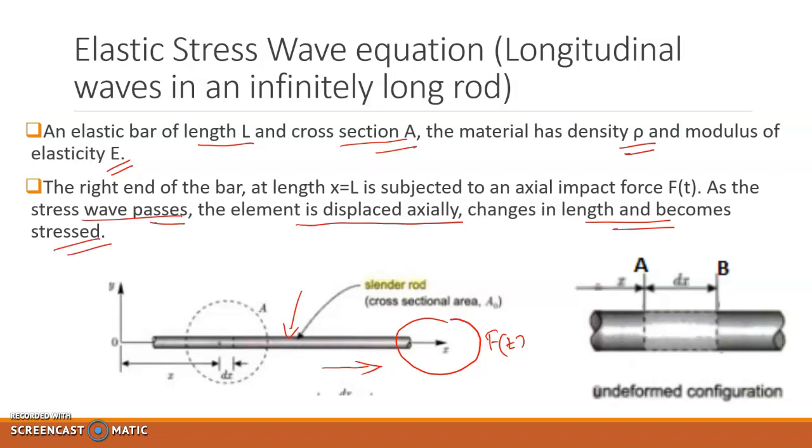For the purpose of derivation of this elastic stress wave equation, we are considering a small portion of length dx from this specimen, as shown in this picture. This length is dx, and one end or cross section is marked as A, and the other cross section is marked as B.